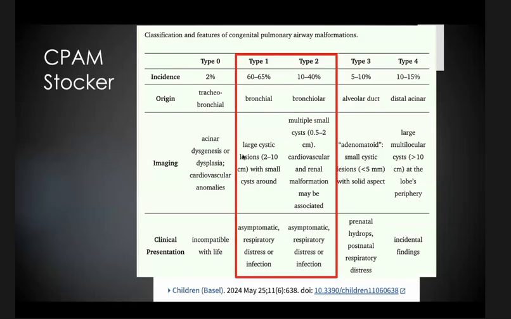The Stocker classification is a classification for the congenital pulmonary airway malformation. Basically, we see the type 1 and the type 2s. The type 1 are larger cysts, and the type 2 are smaller cysts. I never see any type 0. It's incompatible with life, and those we see really, really rarely. So basically, it's a type 1 or a type 2 based on the size of the cyst.